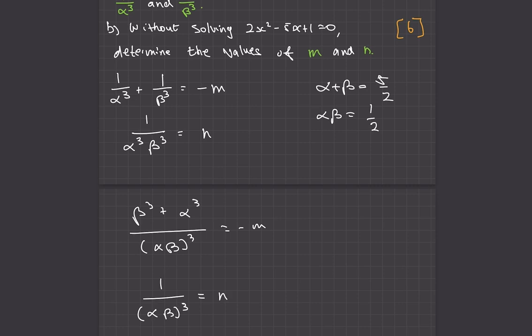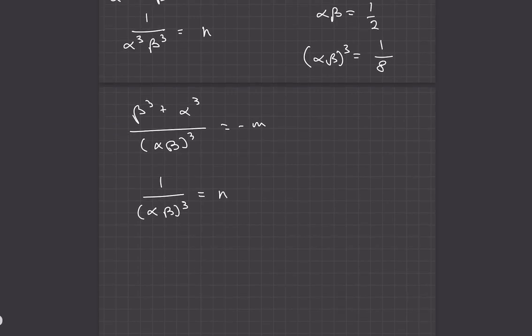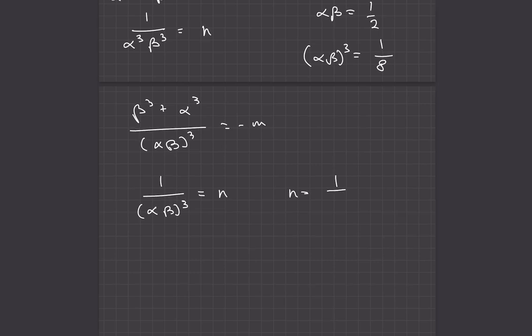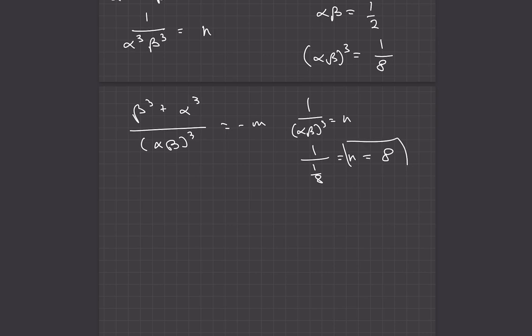Quick thing, do we know what alpha beta is? Of course, alpha beta is 1 over 2. That means that (alpha beta) cubed is going to be 1 over 8. So that means that we can explicitly find n. Okay, actually I'm going to write this up over here because we're going to need a bit more space. So 1 over (alpha beta) cubed is equal to n. So 1 over 1/8 is equal to n, which is equal to 8. So that's our first solution.